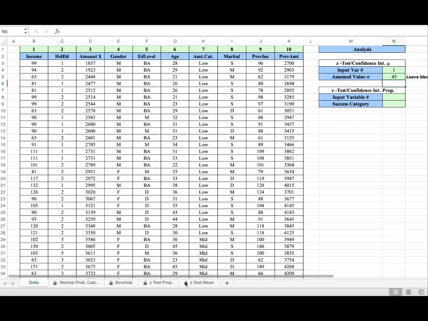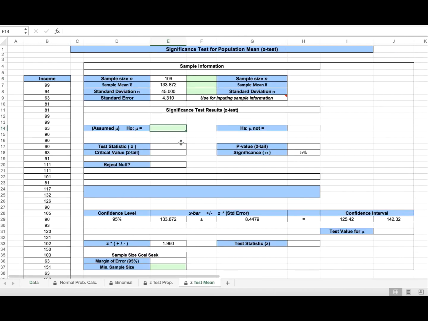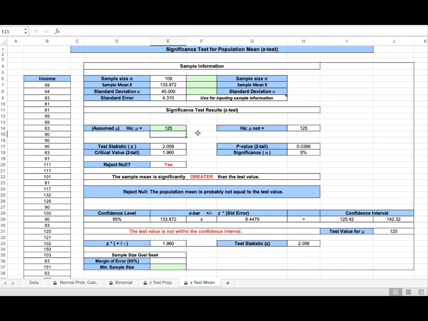The rest is done on the Worksheet tab z-test for the mean, which is where we would first formulate the null hypothesis. We're testing a population mean of 125. Our results are statistically significant. We could see that our sample mean of 133.872 is 2.058 standard errors above 125. This is beyond the required 1.96.